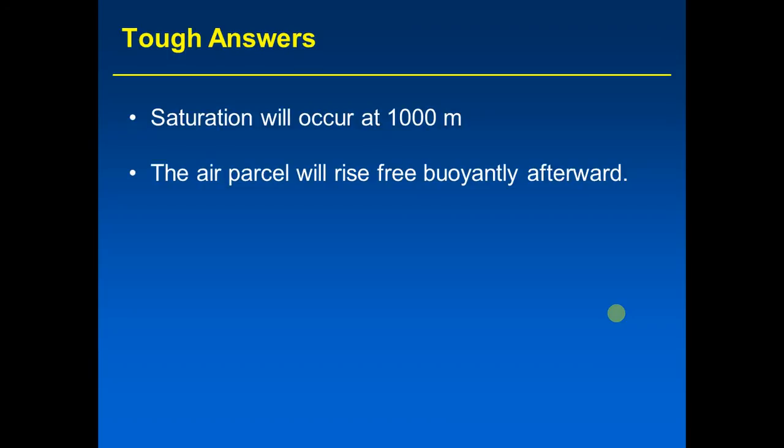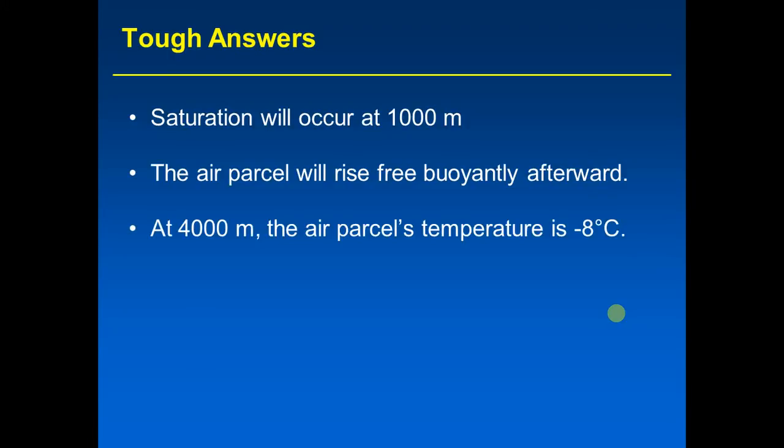What is the air parcel's temperature at 4,000 meters? This is where it gets tougher. Well, think about it. Initially, the air parcel cooled at 10 degrees Celsius per 1,000 meters, so 20 minus 10 is 10. Now at 1,000 meters, its temperature is 10 degrees Celsius. Now it's going to cool at the moist adiabatic lapse rate because it's saturated, right? So do the math. 10 minus 6, it's going to be 4 degrees Celsius at 2,000 meters. 4 minus 6, minus 2 degrees Celsius at 3,000 meters. Minus 2 minus 6, minus 8 degrees Celsius at 4,000 meters, okay?